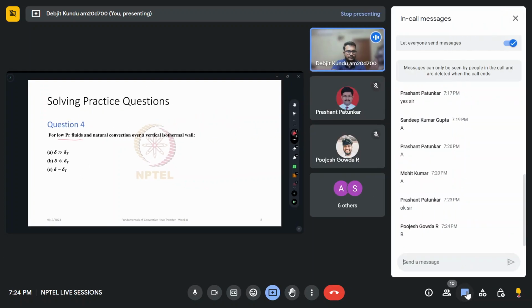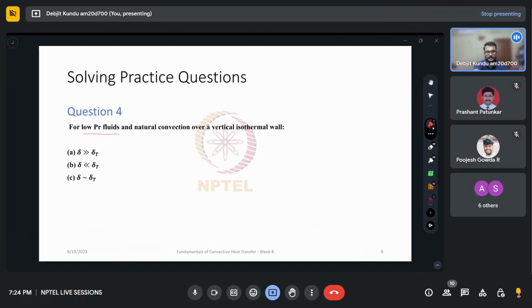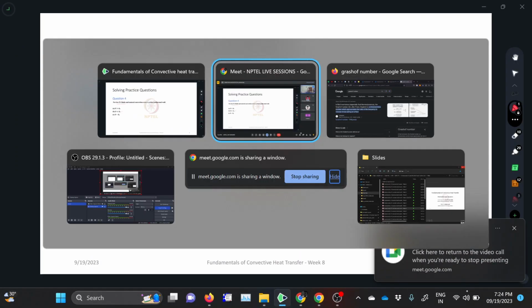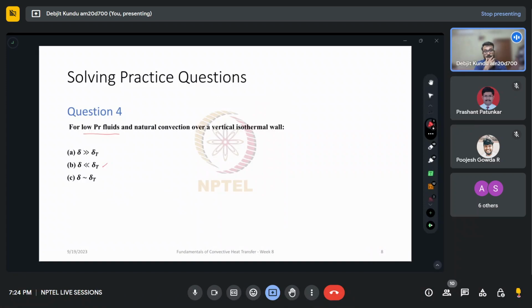We have one quick response telling us that it's option B. Let's see what others have to say. Think carefully, and once you have arrived at the correct solution, you can put in your response in the chat box, or you can unmute and answer as well.